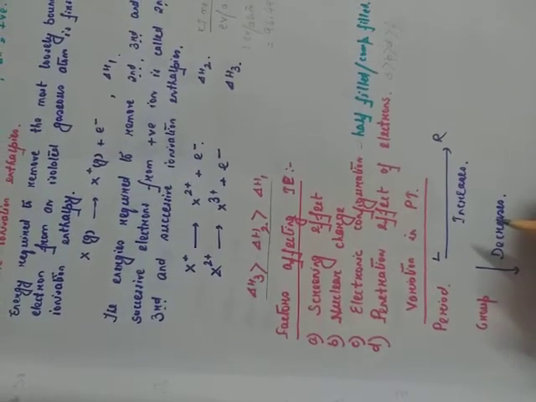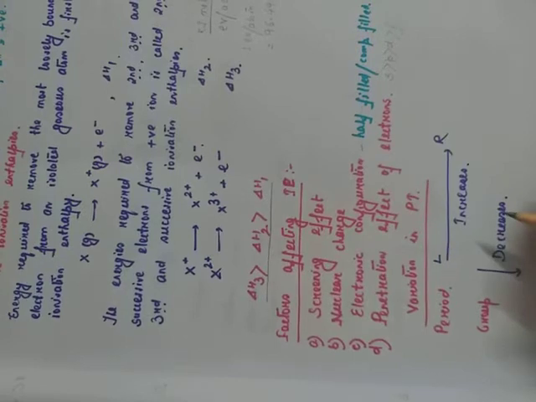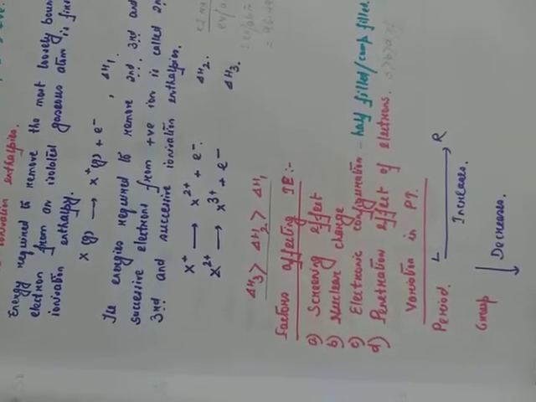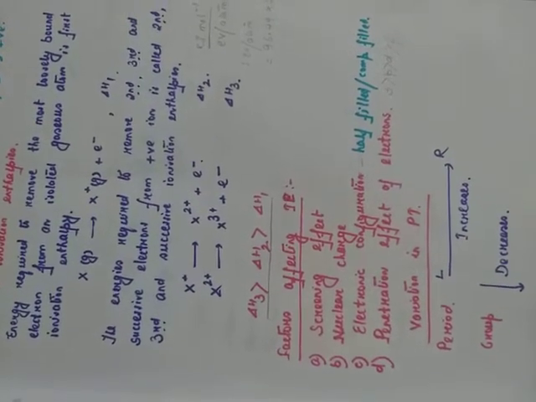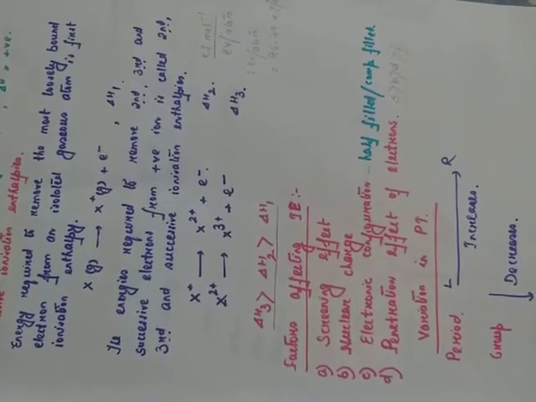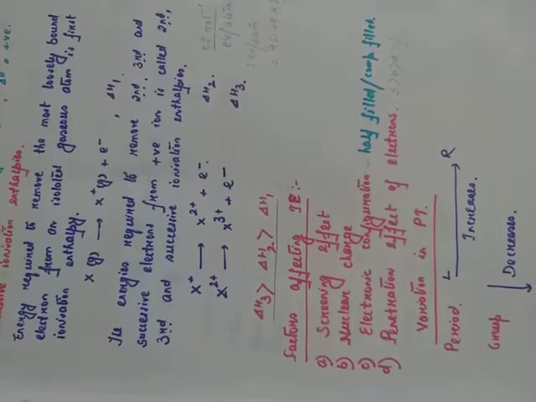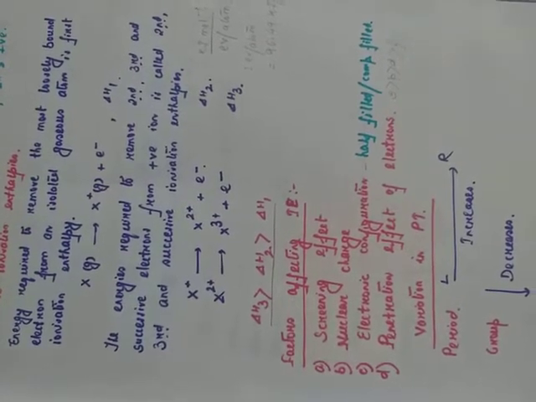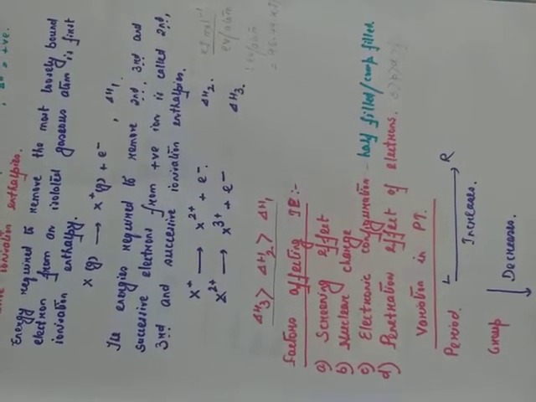Ionization enthalpy of group 15 elements is quite higher because of the half-filled orbital configuration, and ionization enthalpy of elements of group 2 is higher than that of group 13. So all these are due to some other electronic configuration effects.